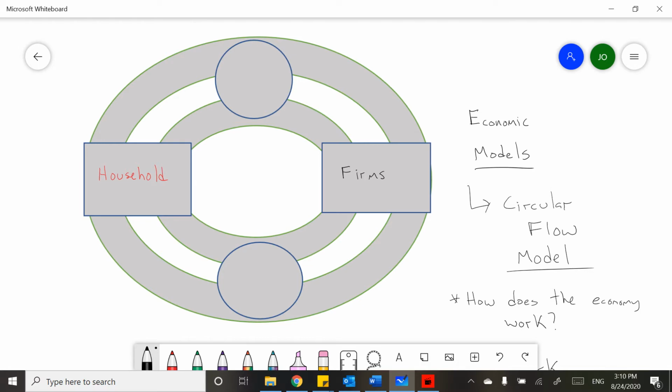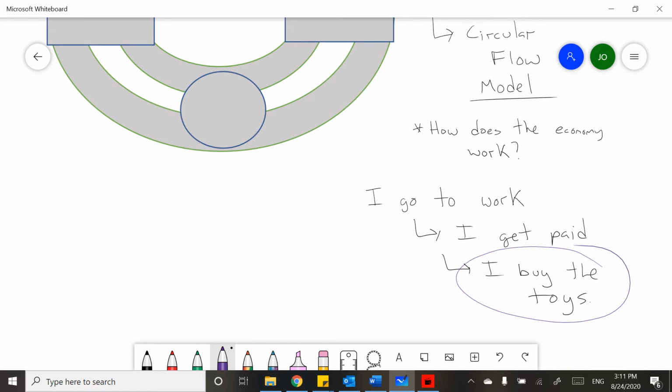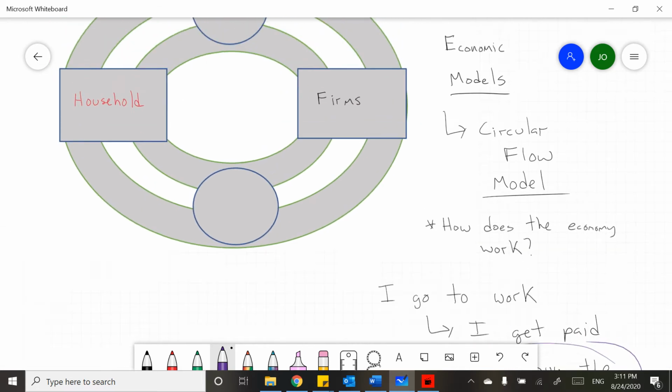Okay? We're going to interact in the product market. What is the product market? The product market is where we go buy goods and services, where you go buy your food, when you go buy your clothing, when you go buy a car, you are interacting in the product market. If you think about the example I gave with the 5-year-old, right? This is this part. That's the product market because that's where I go buy the toys, right?